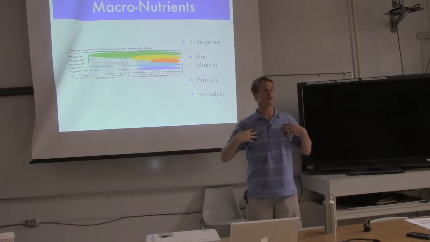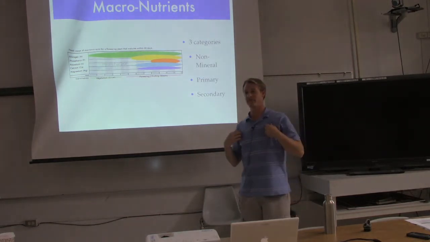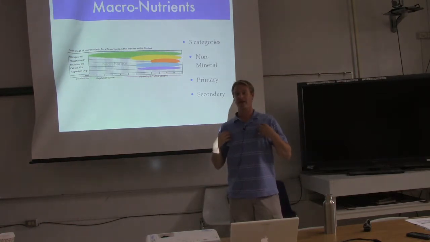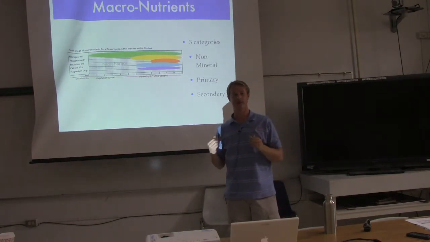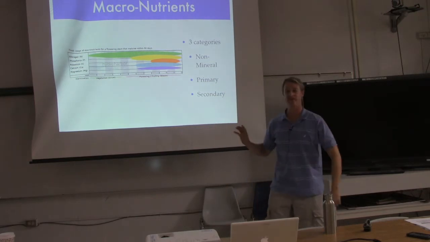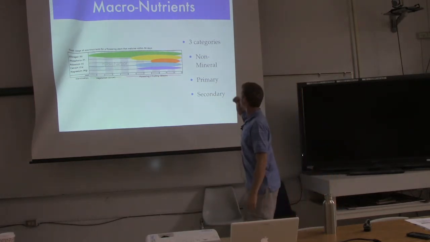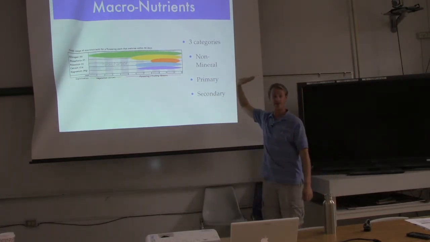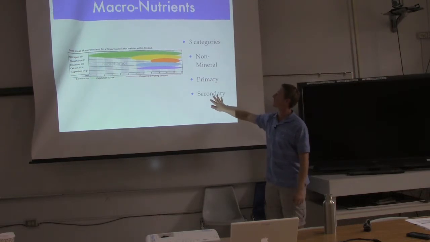Ourselves, we're made of an awful lot of carbon. Where does that carbon come from? It comes from the air. We actually absorb it, turn it into cell structure. So these are non-minerals. We'll talk about that in a second. We'll get to it. There's the primary and there's the secondary.